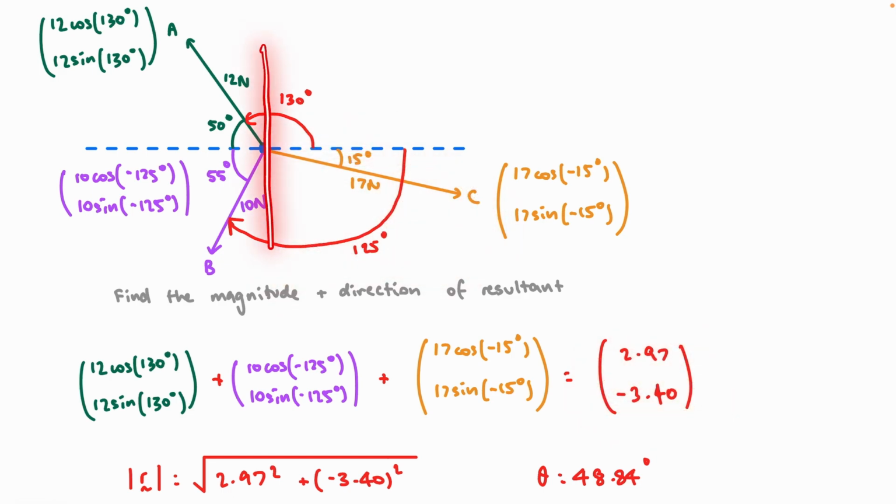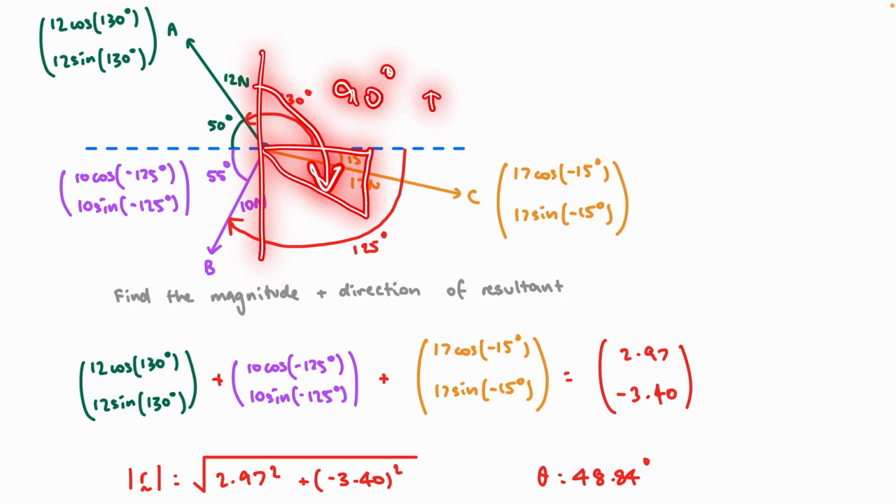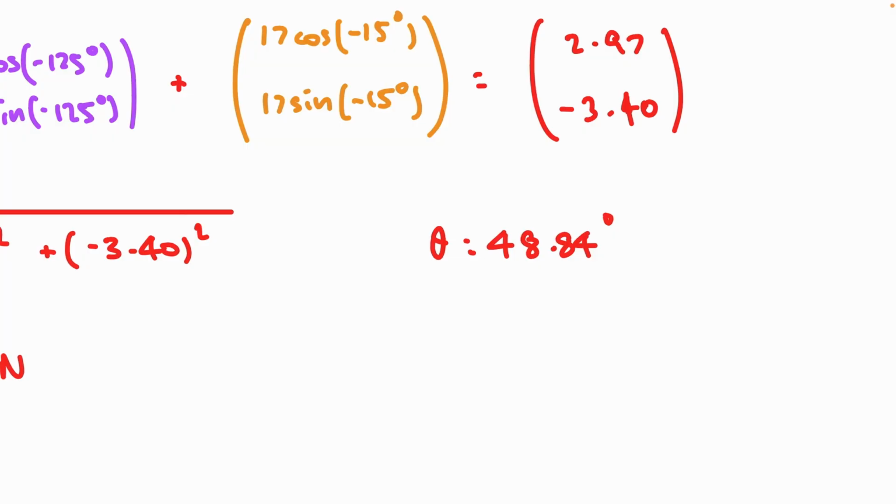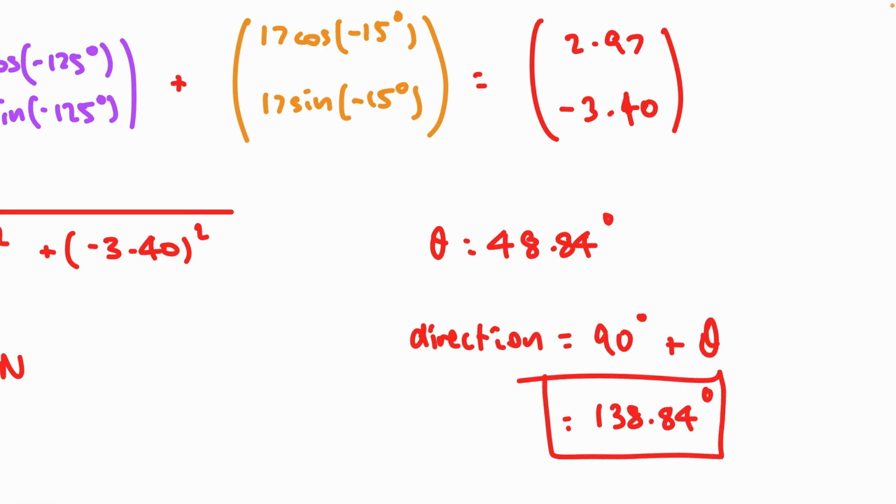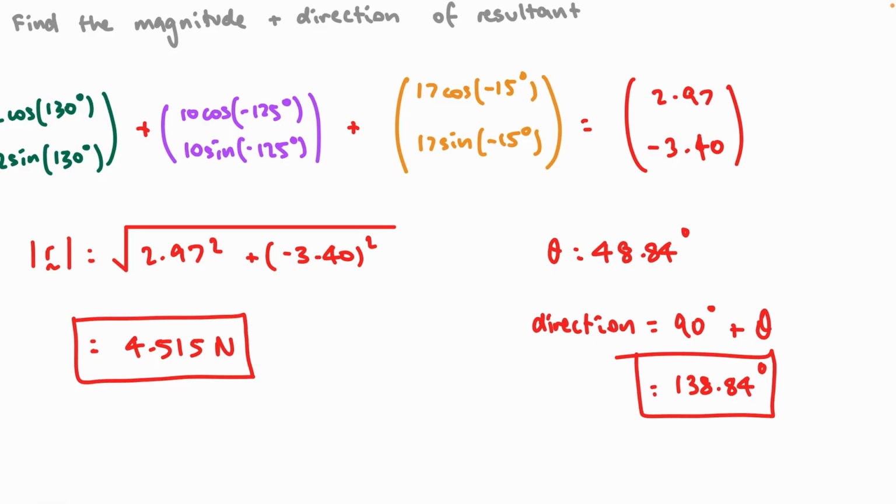And we know if I have an axis like this, the reference angle is simply 48.84 degrees. If we want to give the angle as a bearing, to work out this angle as a bearing, we just do 90 degrees plus our value for theta. So the direction here as a true bearing is simply 90 degrees plus the value of theta, which in this case is going to be 138.84 degrees. And that's how you do vectors in equilibrium and resultant vectors.